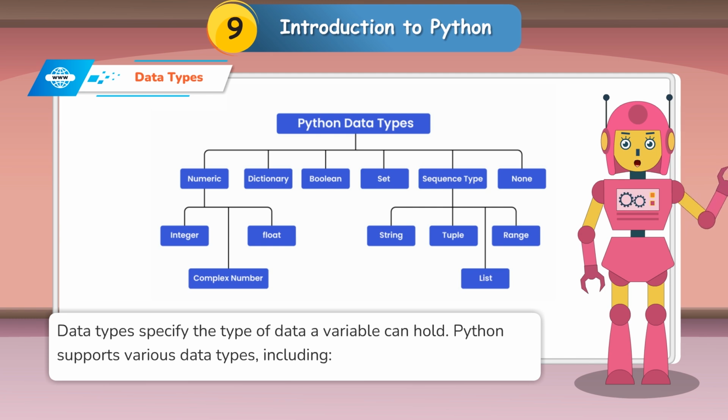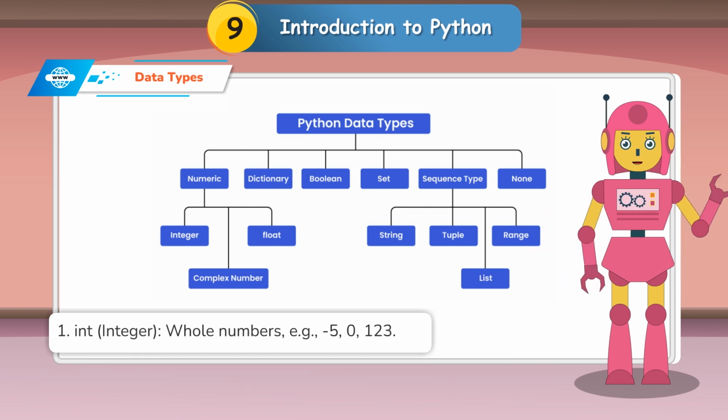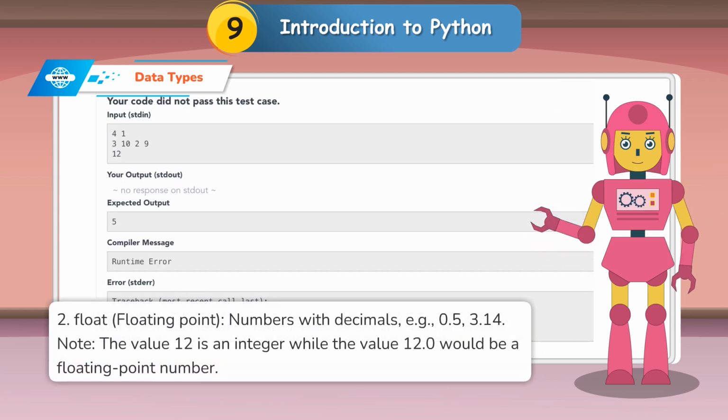Data types specify the type of data a variable can hold. Python supports various data types, including: 1. int, integer, whole numbers, for example -5, 0, 1, 2, 3. 2. Float, floating point numbers with decimals, for example 0.5, 3.14. Note the value 12 is an integer, while the value 12.0 would be a floating point number.